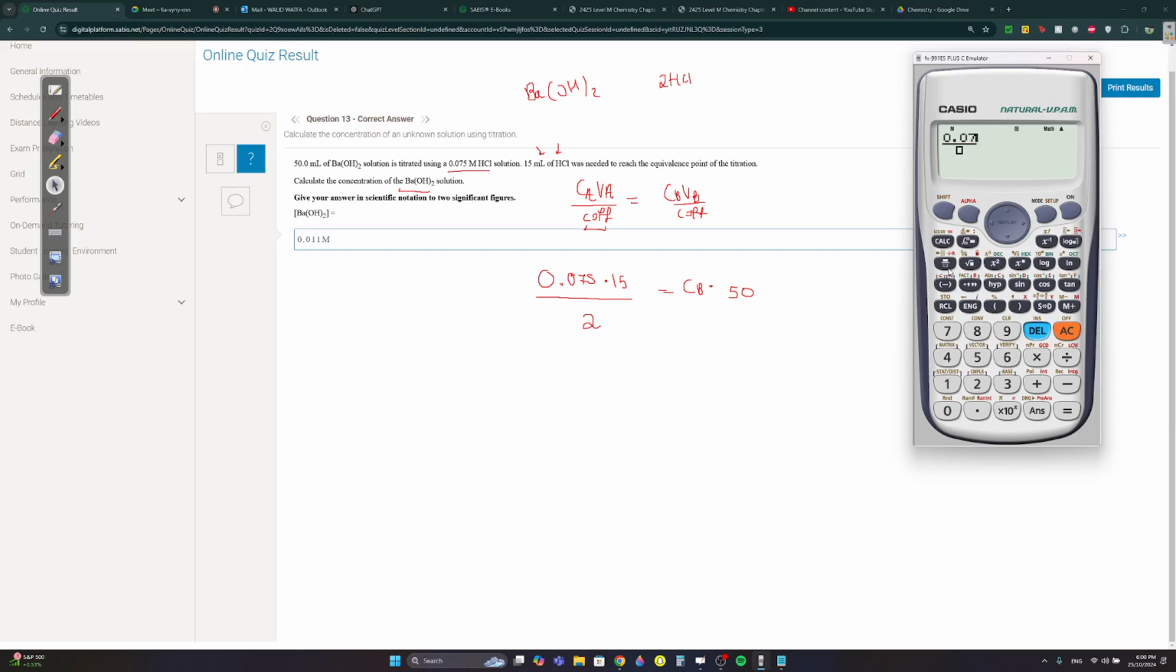0.05 times 15 over 2. You're going to get this. And we want to take the 50 over to the other side, so we're going to also divide it by 50. And you're going to get this, with 2 significant figures it stays 0.011. Okay? If you get it in written, how do you write it? Enter, when you titrate.